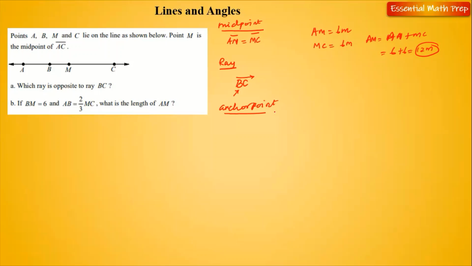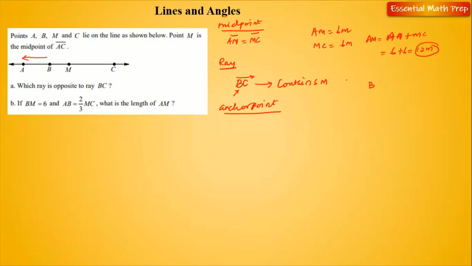Now, what's critical about a ray that's opposite to BC is, if you notice, ray BC contains M as well, right? So when you draw a ray that's opposite to BC, it must contain B as the anchor point in the opposite direction, which means it cannot contain any points that are contained in BC. So what you have to watch out for when you're looking to determine an opposite ray is that B is the anchoring point in the opposite ray as well. So you have to start from B and work in the opposite direction.